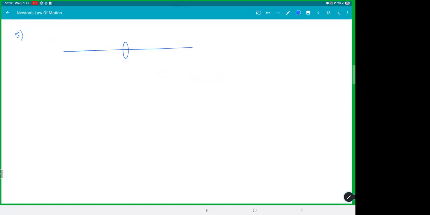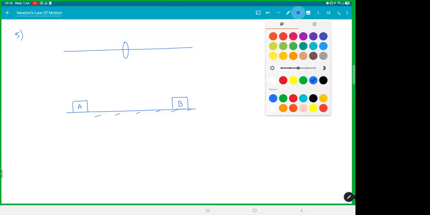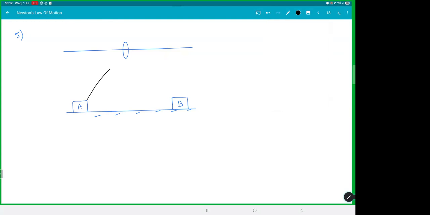We got a ring here. We got a block here, A. We got a block here, B. So we have a rope here which is passing through this ring, and it is attached to this block. So here the string passes through the ring. It is not attached.